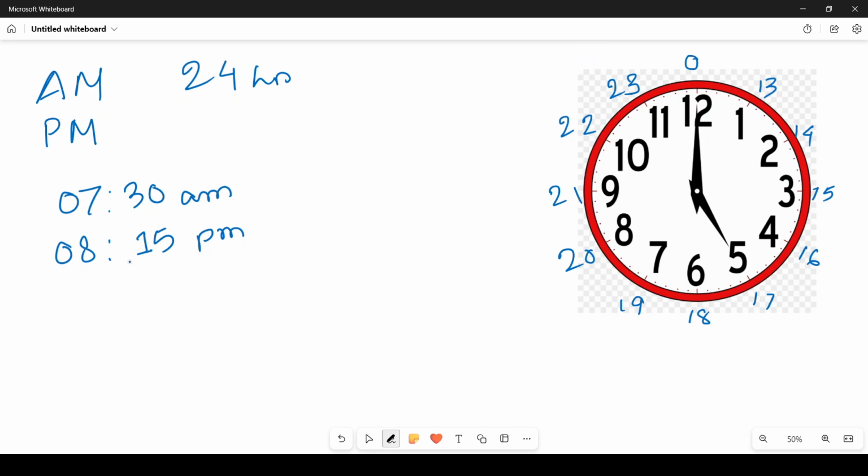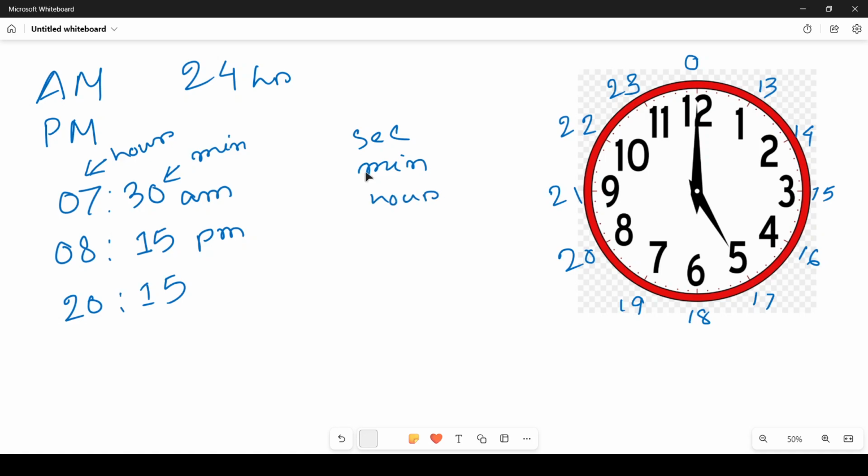So what is quarter past 8? Quarter past 8 in the evening is basically 20 past 15, right? Quarter past 20. So it is 20:15. Now look, this one is the hour and this one is the minute. So these are different units of time, right? So we know second, minute, and then hour. So what are the relations between them?